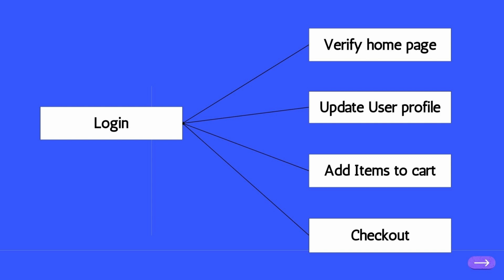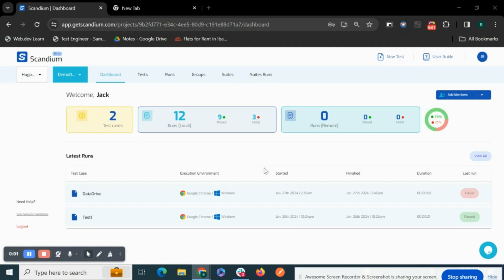So in this tutorial, we will create a login flow and perform other scenarios and call in this login flow within these scenarios. So we're going to log in, verify our home page, and then we're going to perform another scenario of add items to cart and checkout. So let's dive right into it.